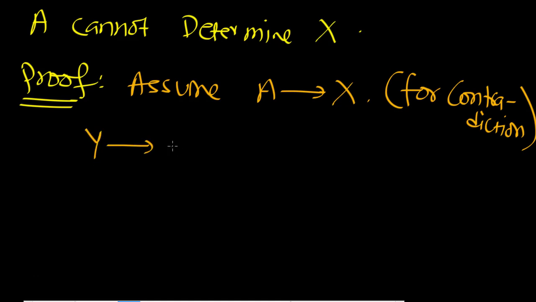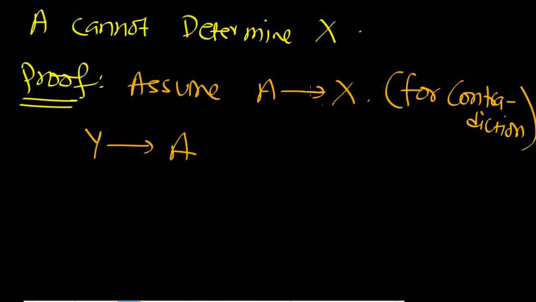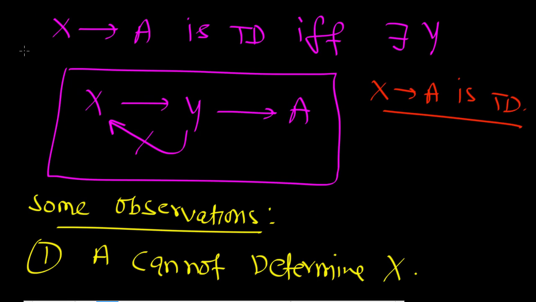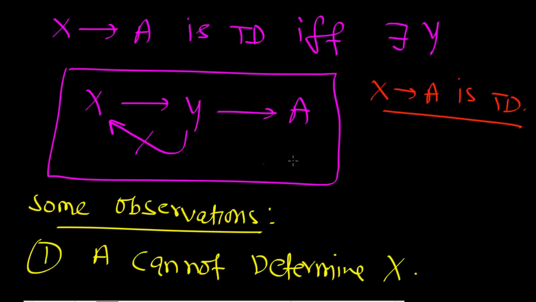Notice that Y can determine A. We already know Y can determine A. So Y can determine A, and we are assuming that A can determine X. So Y can determine A can determine X. It automatically means that Y can determine X, and this is the contradiction because Y does not determine X. This is the contradiction we got. So from this we can imply that A cannot determine X.